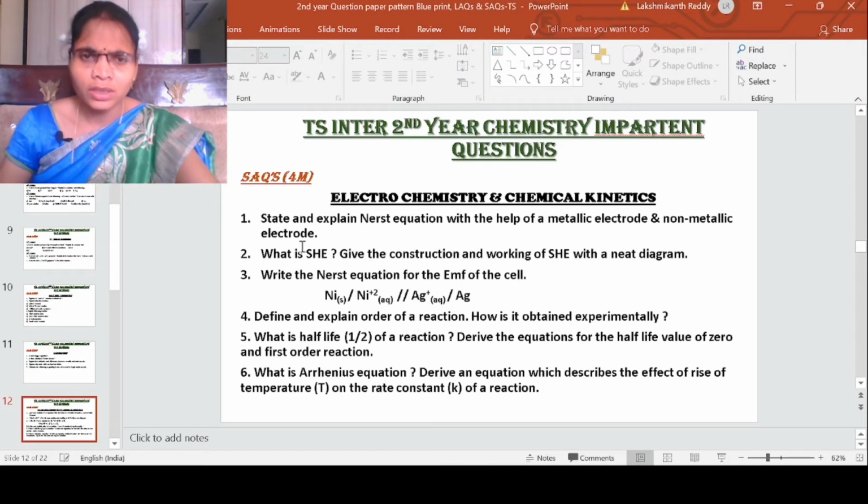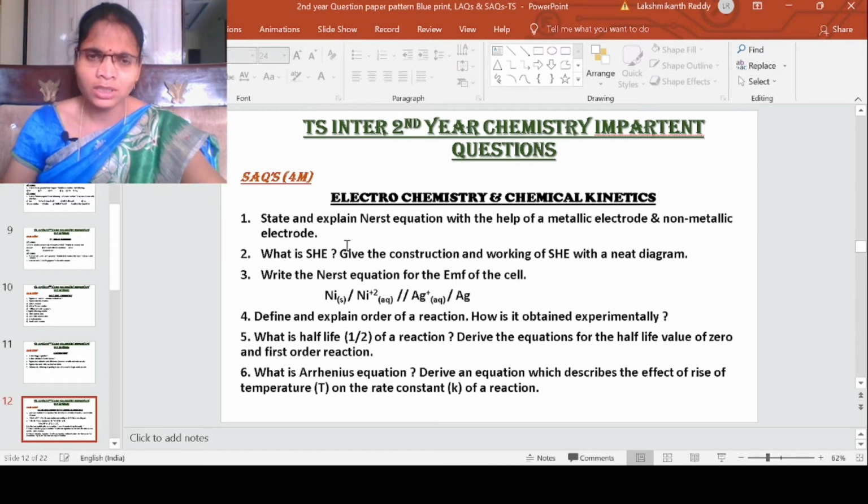Okay, so here, Nernst equation: state and explain the Nernst equation for metals and non-metals. What is the SHE? Standard hydrogen electrode. Give its working and structure, construction. Okay, next, write the Nernst equation for the EMF of the cell.